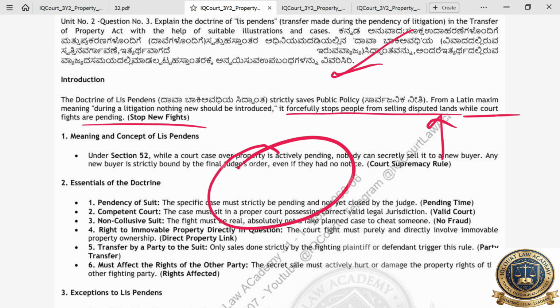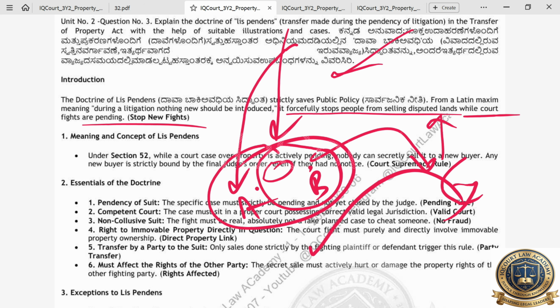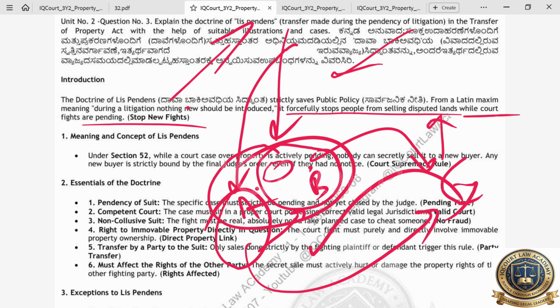See, in court, while the case is going on, one person sells to another person. Then the court gives judgment. Say A and B are fighting for a specific property. During this court case, B sold this property to C. Then the court says this property belongs to A. Then again, A has to struggle to file a case against C and B. Right? This should not happen, right? This doctrine gives high priority to the judgment.